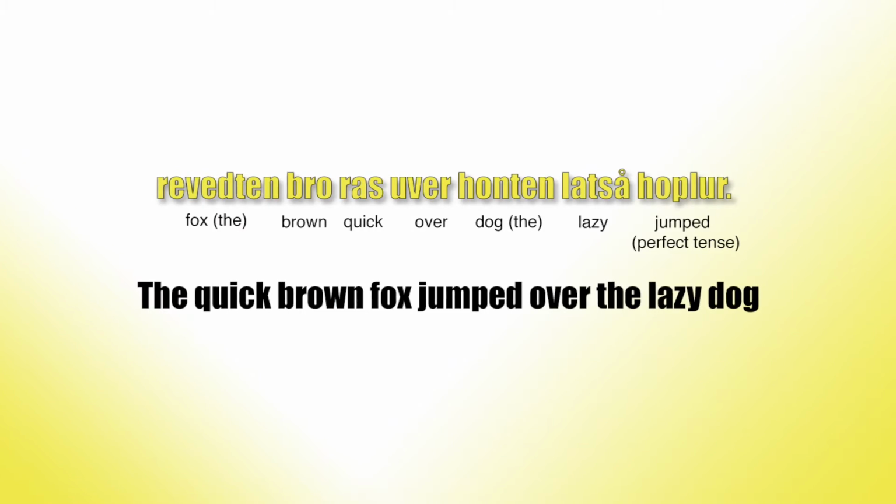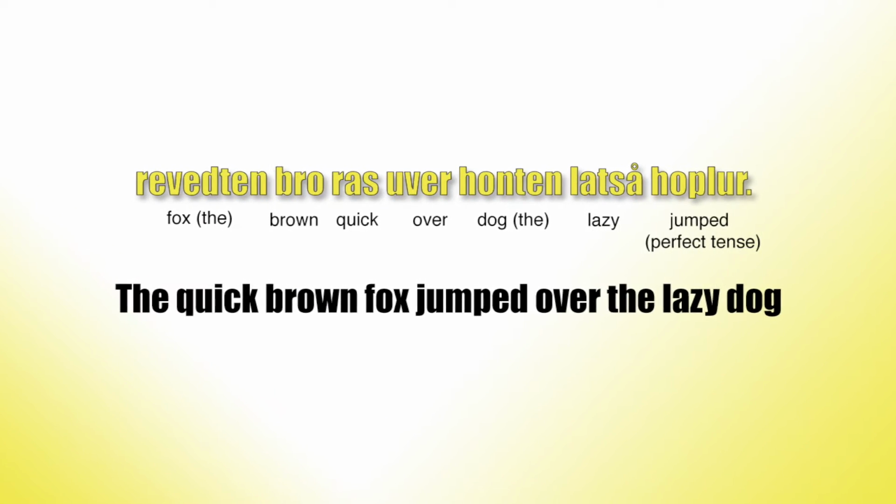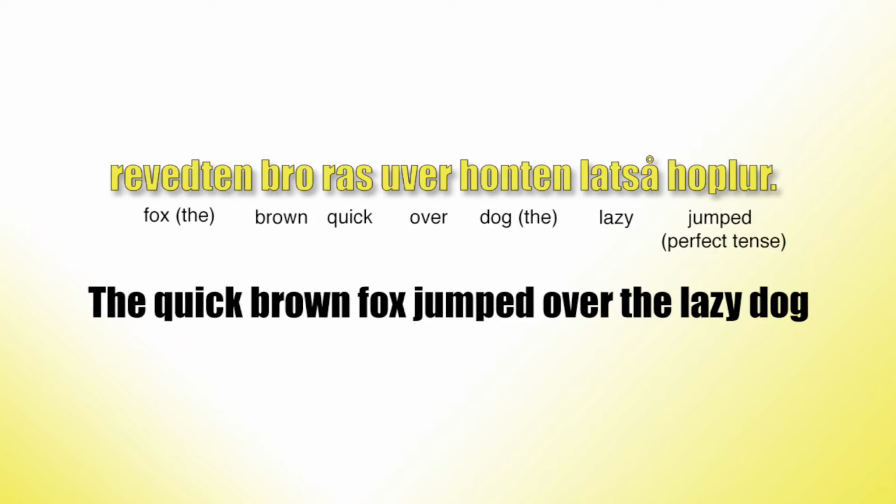Similarly, the word order in Ushglisk is a combination of different word orders from various European languages. So we ended up with a subject, object, verb word order for the language. What this means is that where in English we would say "the quick brown fox jumped over the lazy dog", in Ushglisk we would say "the fox, who was brown, over the dog, who was lazy, jumped". It sounds like this. Revetten, bro, ras, over, honten, latso, hoplot.